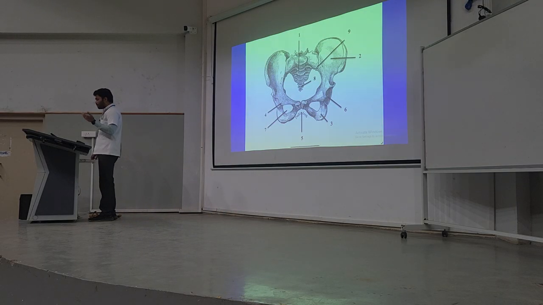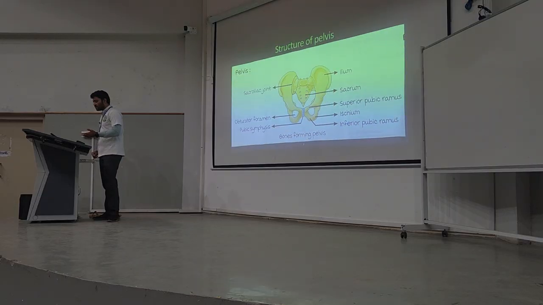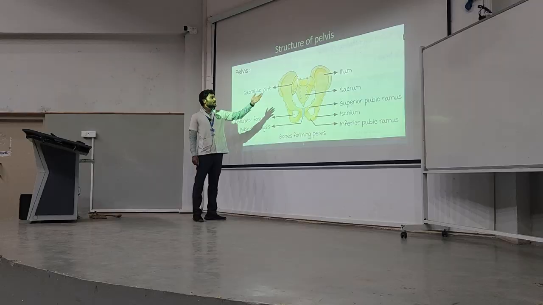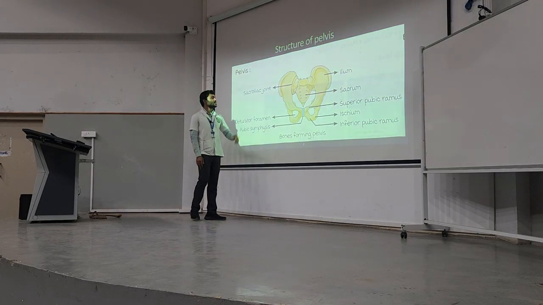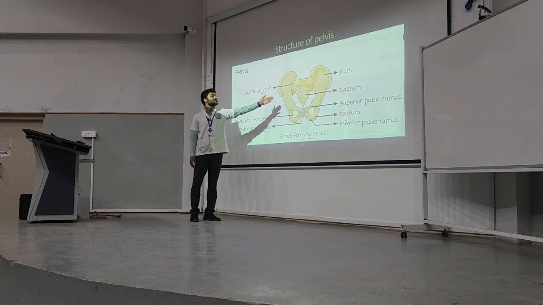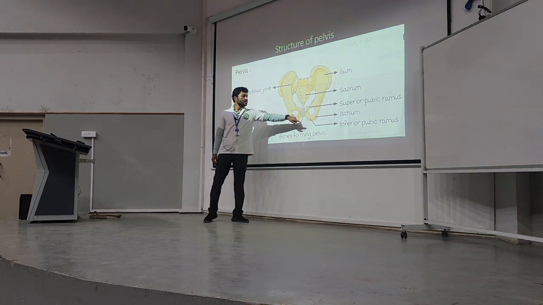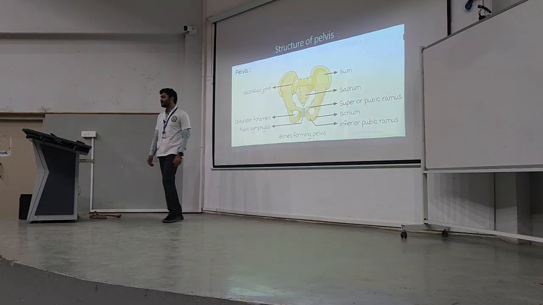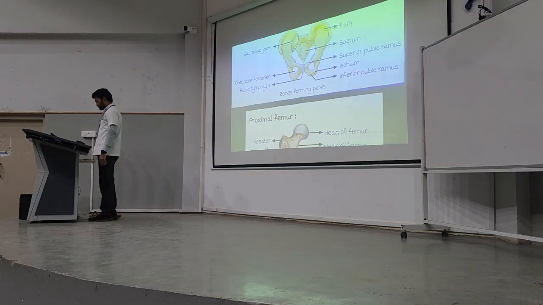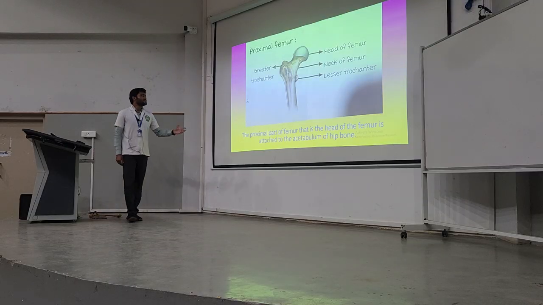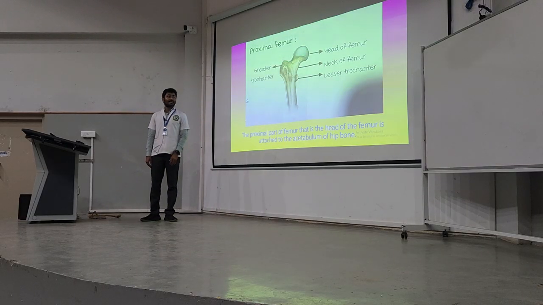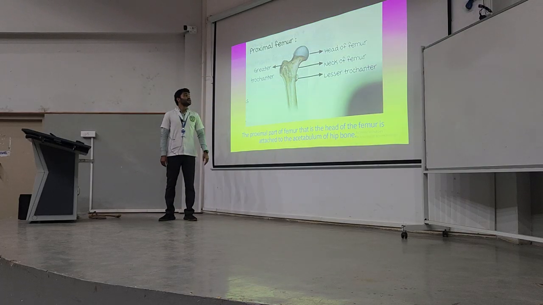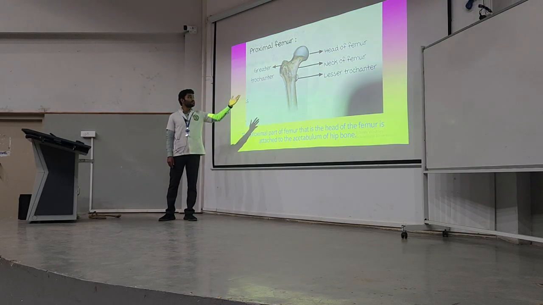To understand it more easily, this is a simplified diagram where you can see the sacrum is attached to the ilium through the sacroiliac joint. Here is the ilium, sacrum, superior pubic ramus, ischium, inferior pubic ramus, obturator foramen, and pubic symphysis. Through the acetabulum, the proximal part of the femur gets connected, so the proximal femur parts are the greater trochanter, head of the femur, neck of the femur, and lesser trochanter.